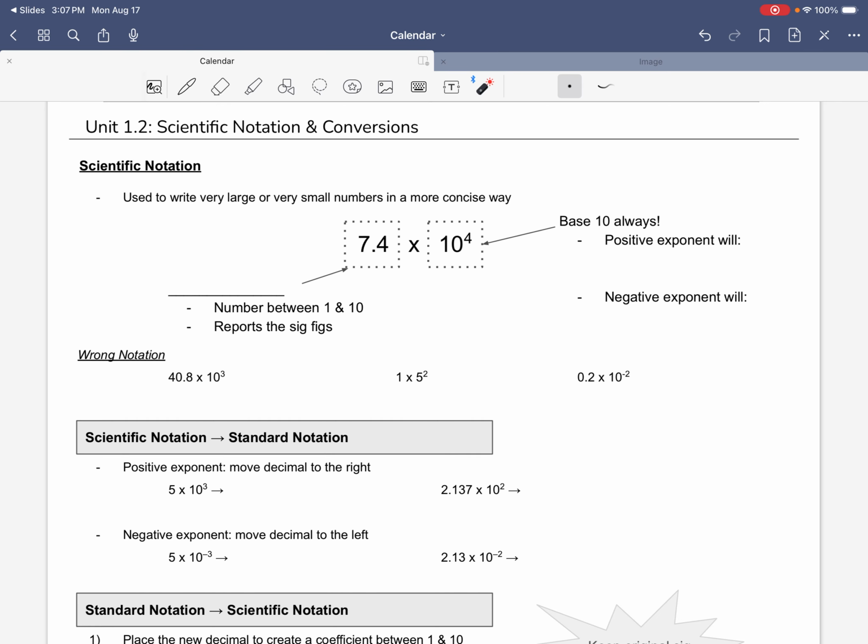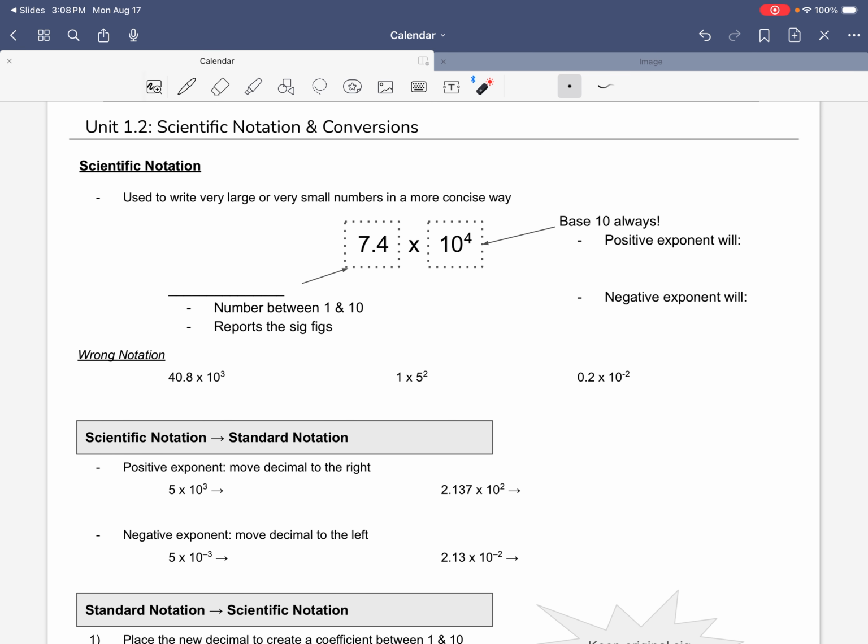This lesson covers Unit 1.2 Scientific Notation and Conversions. So first we're going to start with scientific notation. Scientific notation is just used to write very large or very small numbers in a more concise way, instead of including all of the placeholder zeros. We can just write it in a shorter, kind of shorthand way.